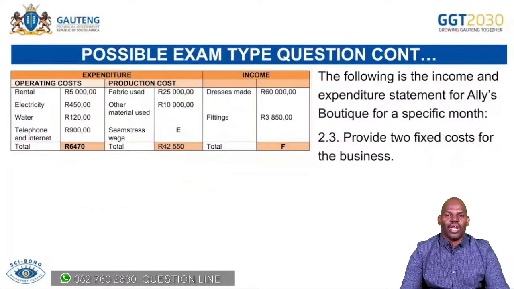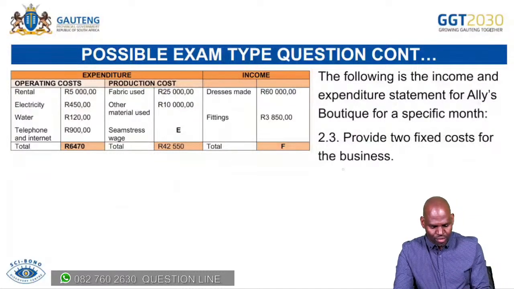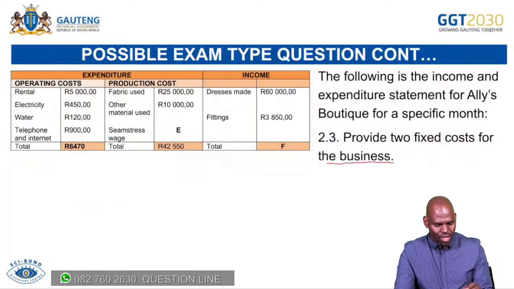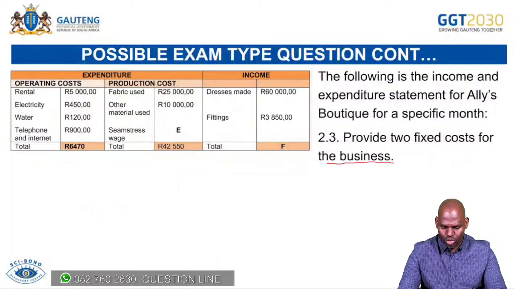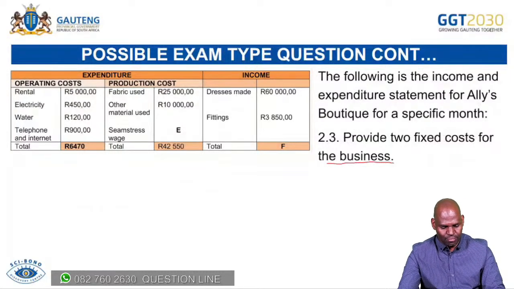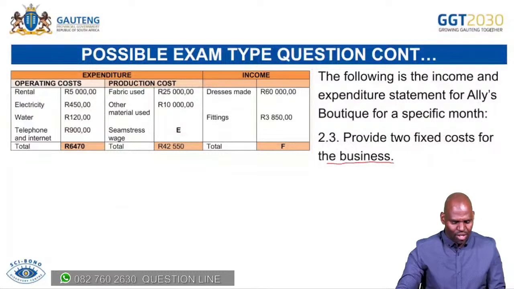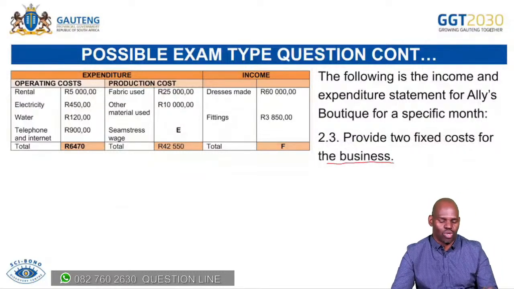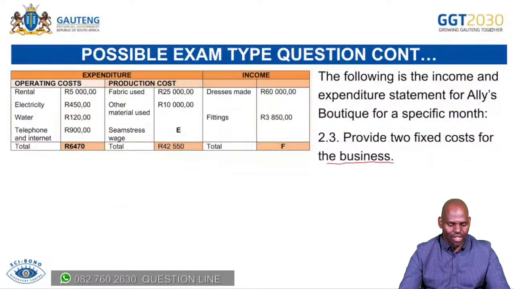Right, and then the next question, still on the very same information, we've got the following income and expenditure statement. Of course, provide two fixed costs for the business. Now, if we have to look at the fixed cost in this case, we have to look at all the expenditures that are given. Which one do you think will remain the same every month?